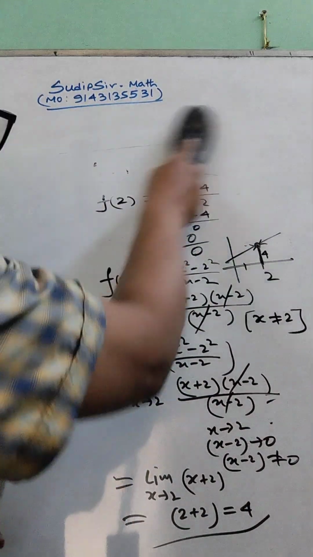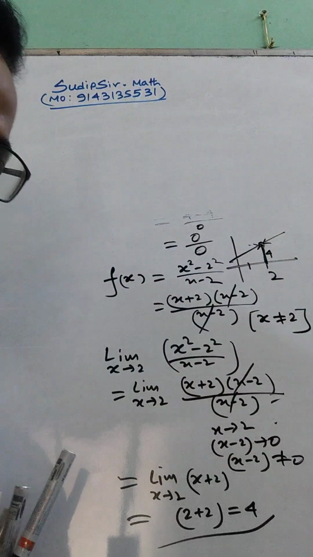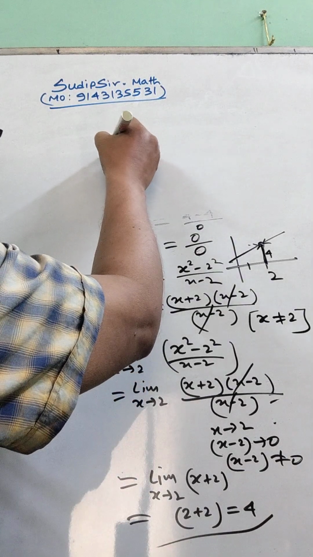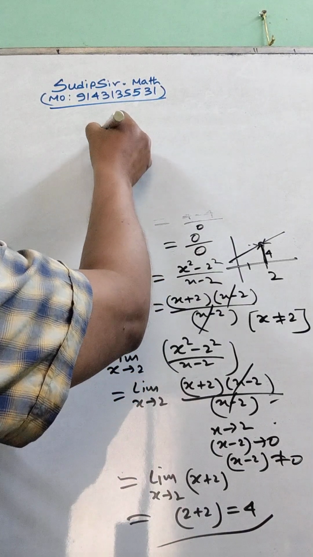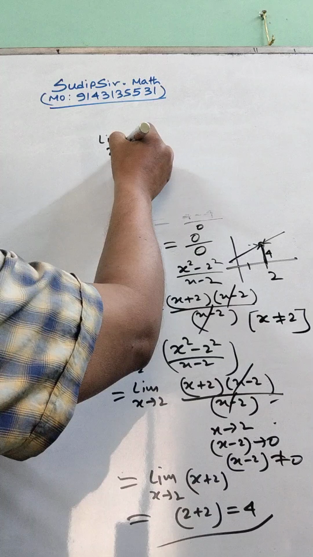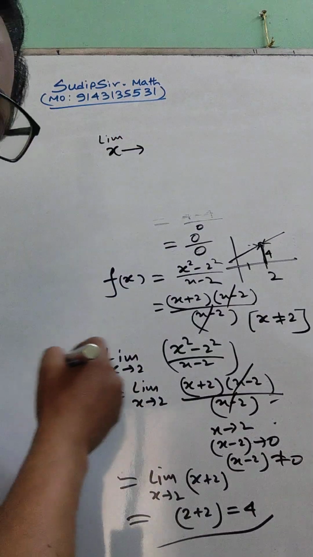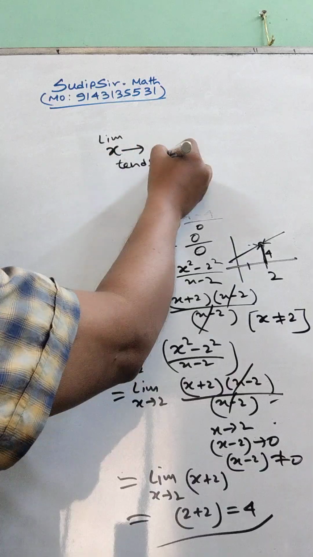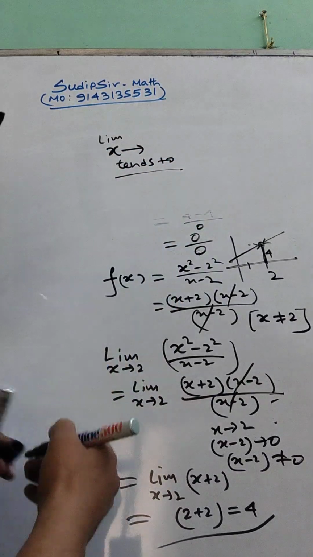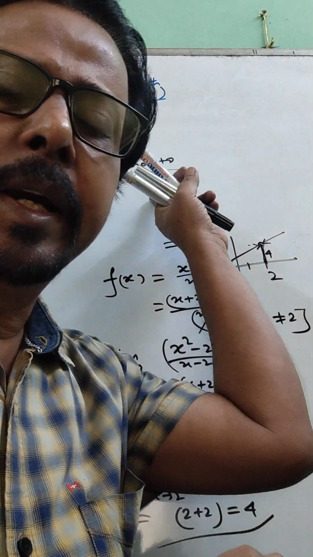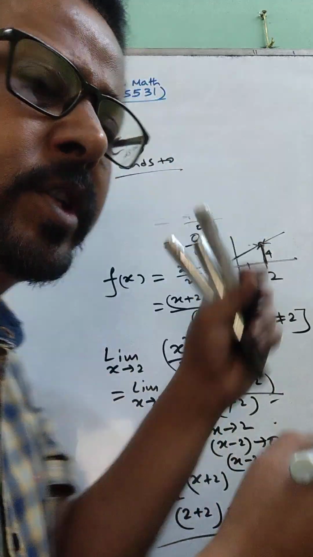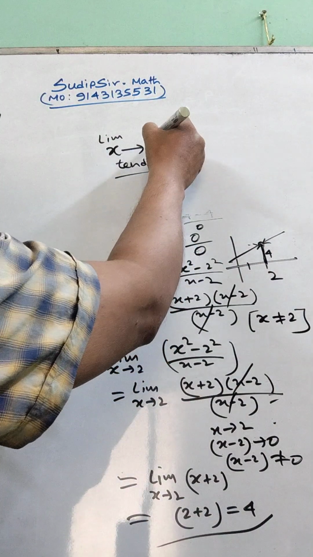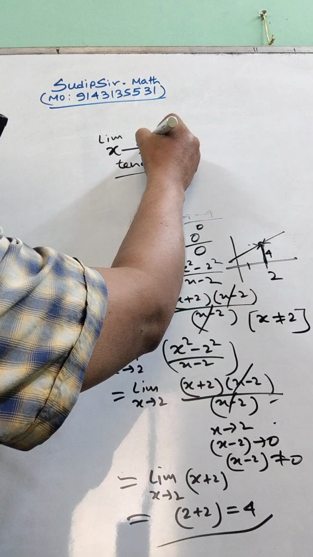Remember, left hand approach means limit x tends to, this is called tends to or approaches to. Now x tends to or approaches to 2.